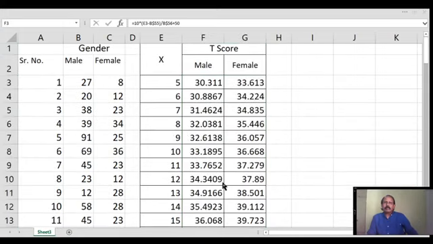Friends, in this way, you can find the t-scores of the raw scores given in any data set. Now, if you have any query about finding t-scores by using an Excel sheet, you can mail me at the mail address given on the screen. I will surely give you a reply within 24 hours.